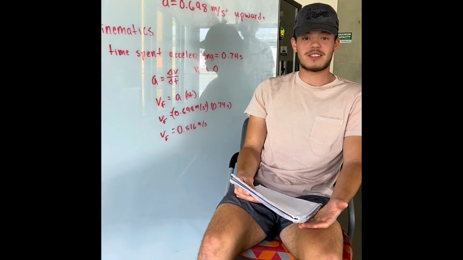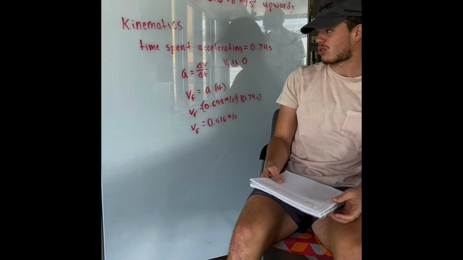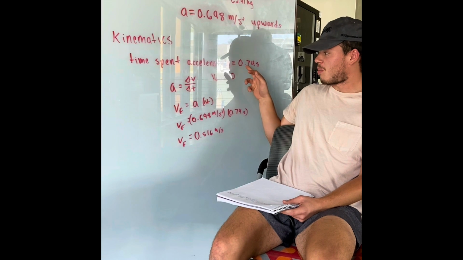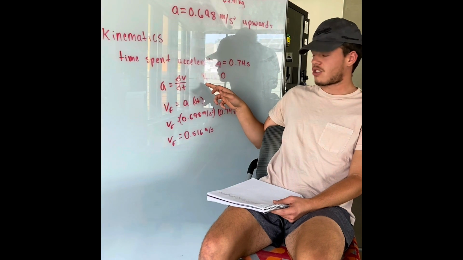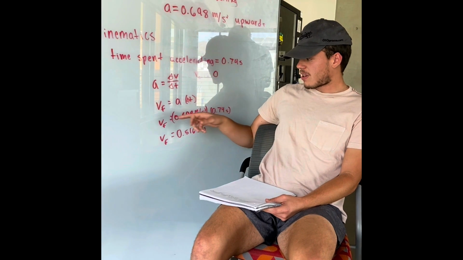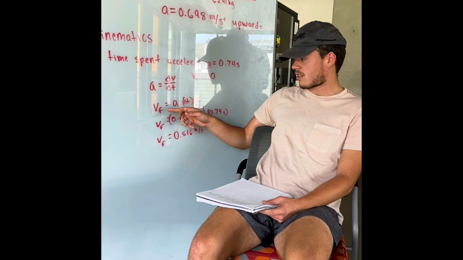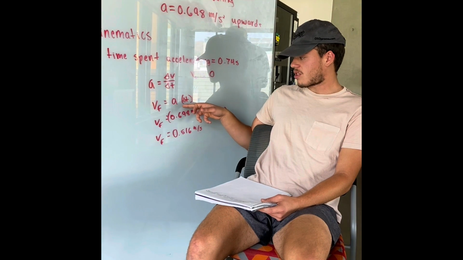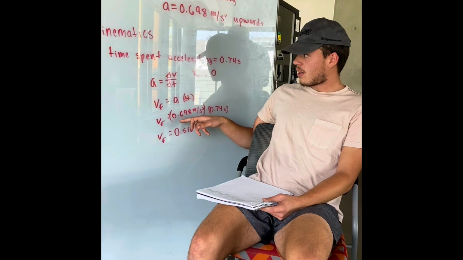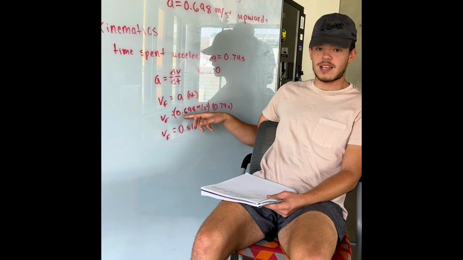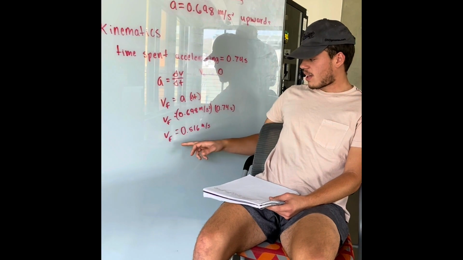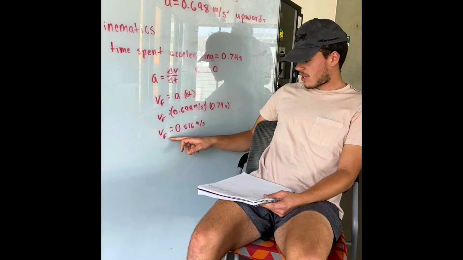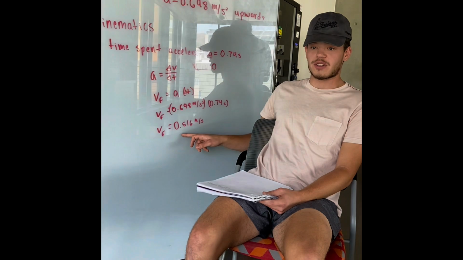Now we're going to use kinematics to find the constant velocity of the elevator as it goes up. Her time spent accelerating was only 0.74 seconds. And we know that acceleration equals the change in velocity over the change in time, and since she's starting from rest, then V naught is 0. So basically we take V final, or her constant velocity, and have that equal to acceleration times the change in time. And we found the acceleration earlier was 0.698 meters per second squared, which you multiply by 0.74, which we just found. And then the constant velocity is 0.516 meters per second.